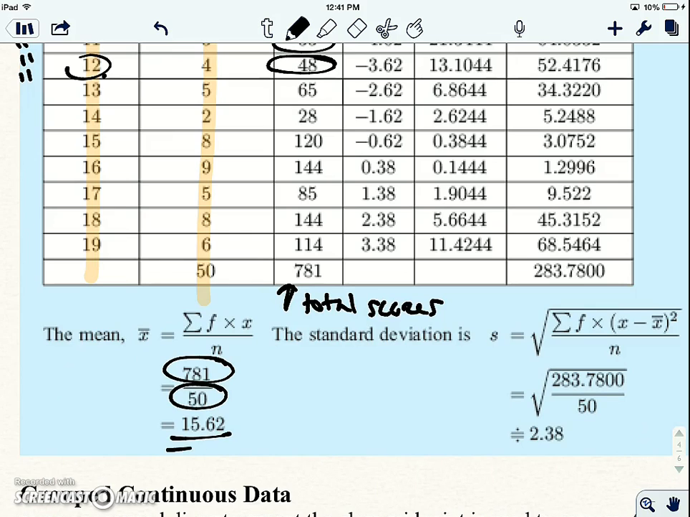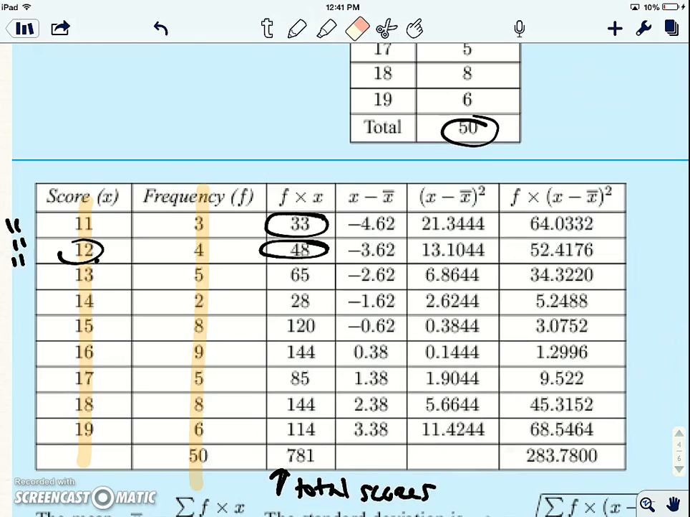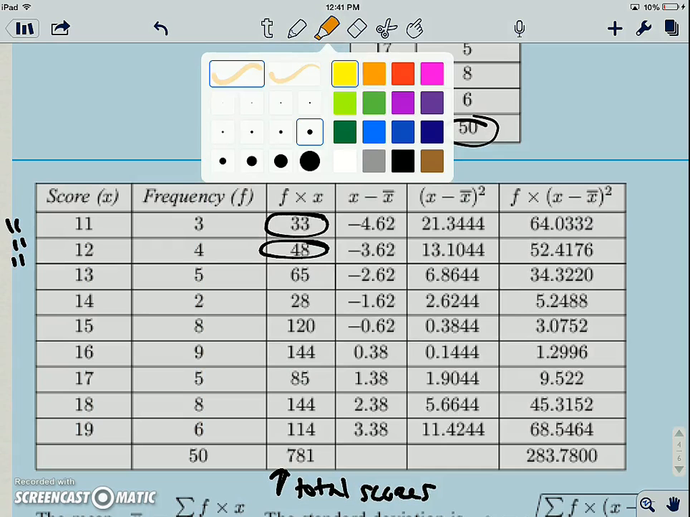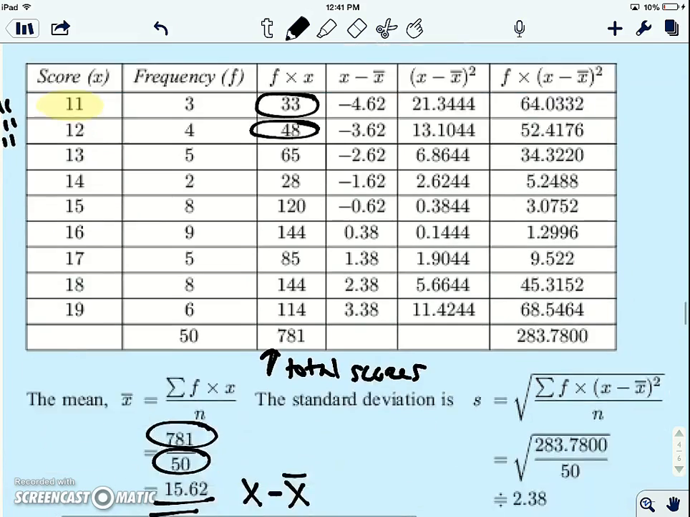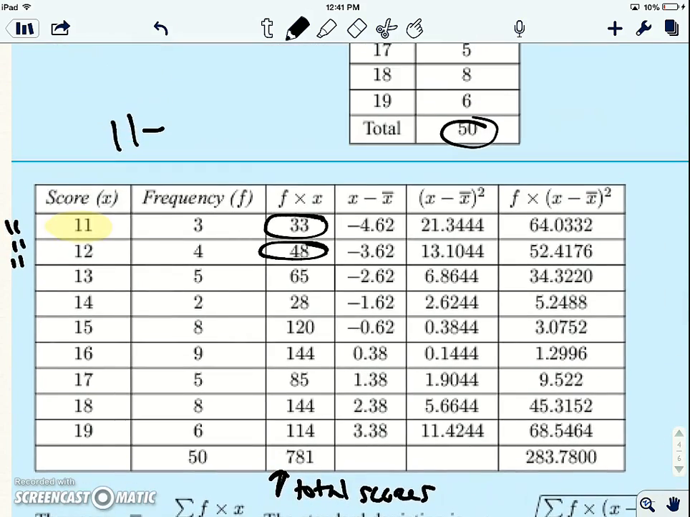Now we're going to use this mean to take every score and minus the average. So we're going to take, notice we have 11 minus the average, so 11 minus 15.62, and that is where they got this number. 12 minus 15.62, and that is where they got these numbers. And then again, if we were to add this up, it'd go to 0. So we can't add these up, so we square it.